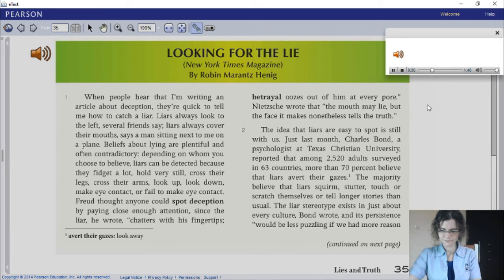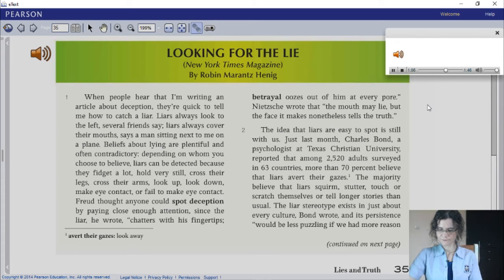Depending on whom you choose to believe, liars can be detected because they fidget a lot, hold very still, cross their legs, cross their arms, look up, look down, make eye contact, or fail to make eye contact. Freud thought anyone could spot deception by paying close enough attention, since the liar, he wrote, chatters with his fingertips. Betrayal oozes out of him at every pore. Nietzsche wrote that the mouth may lie, but the face it makes nonetheless tells the truth.